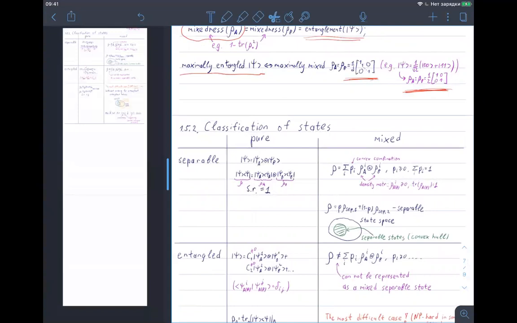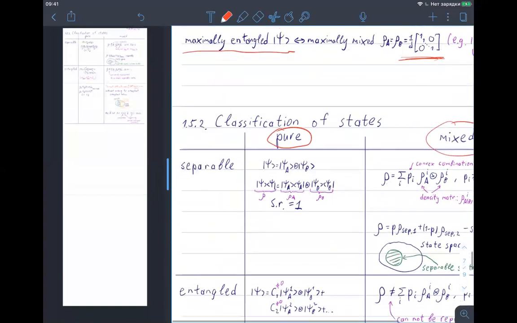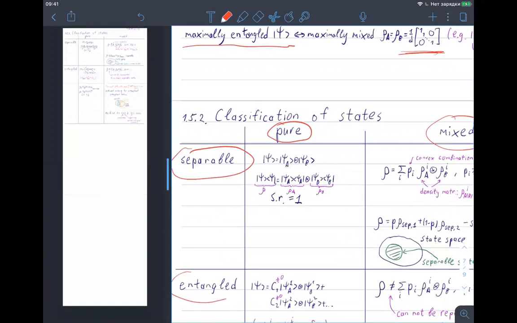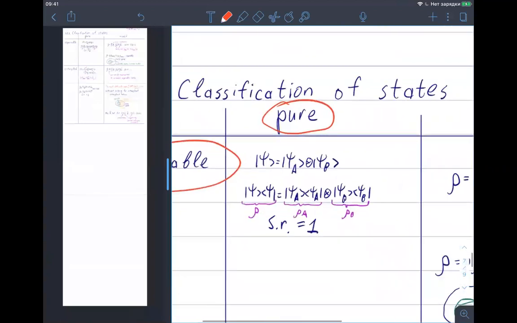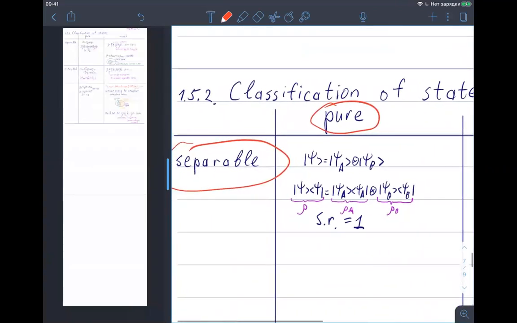So we have two ways to classify our states. The first way: there are pure states and mixed states. On the other hand, we have separable states and entangled states. The basic message is that these two classifications are orthogonal to each other. It's a different story. Here I would like to consider all four variants of these two classifications. The first is the case where the state is pure and separable.